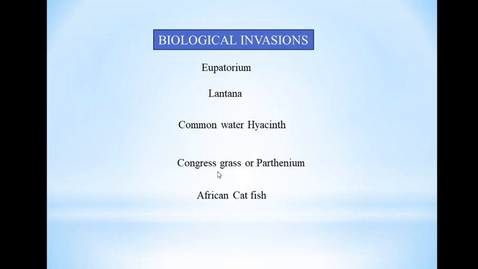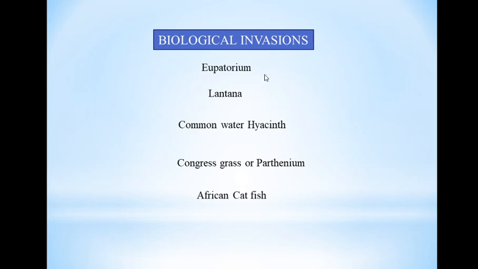And we know the congress grass, or parthenium as we usually call it, is also from an American country. It has also become a big problem. The inflorescence of this plant easily spreads into the air, leading to asthmatic problems and bronchitis. This is the biggest problem, and it is spreading throughout India, and it has become highly impossible to stop the growth of this parthenium.